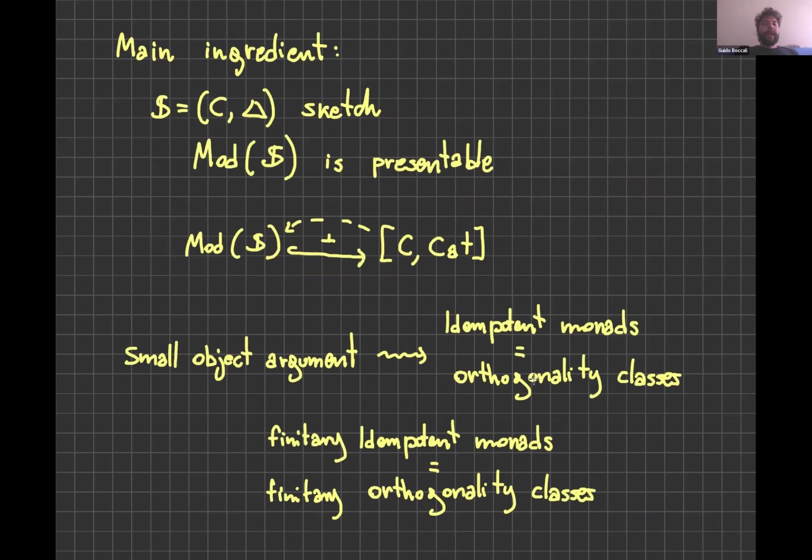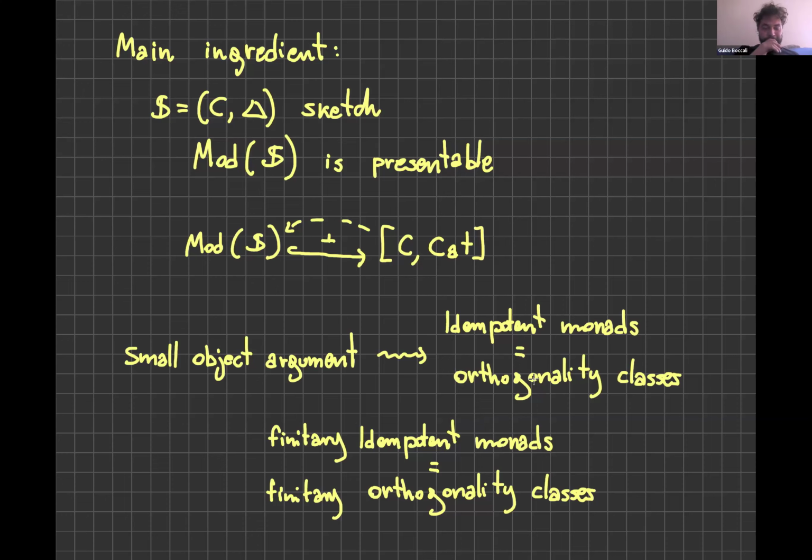So the main ingredient is to actually show that the category of models of a sketch is presentable. So what does it mean? That if I have a model sketch whose base category is C, I want to show that it's accessibly reflective into the category of co-presheaves over C.